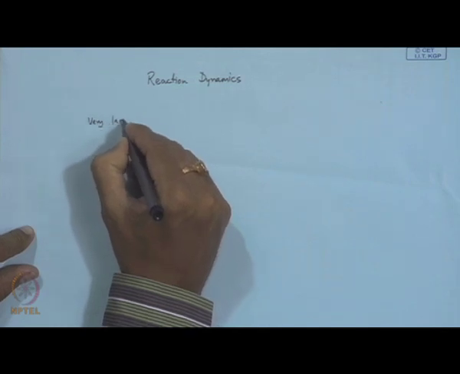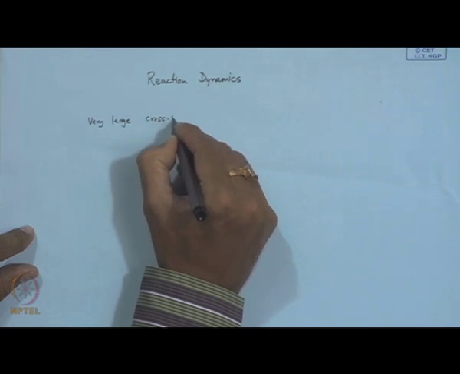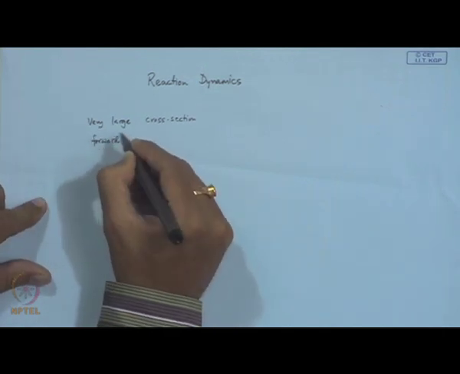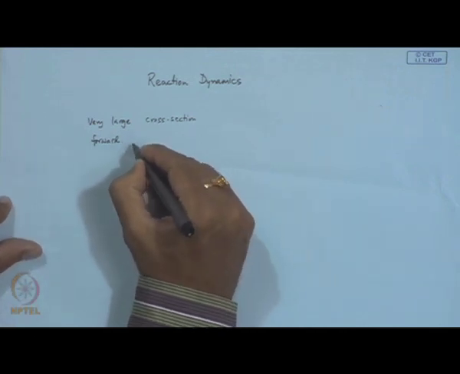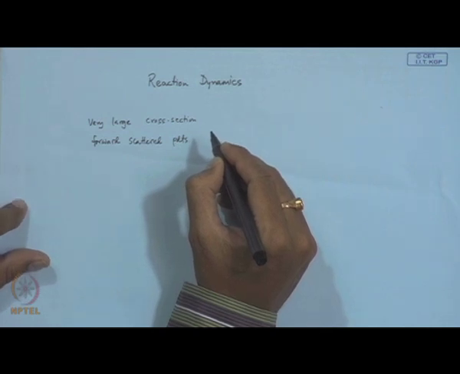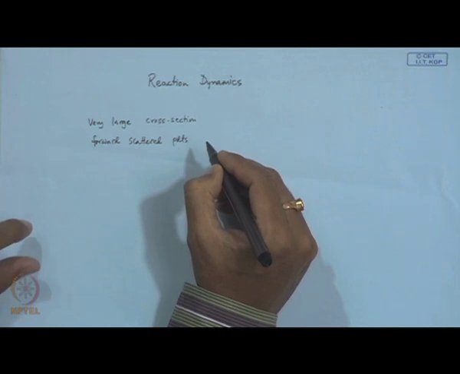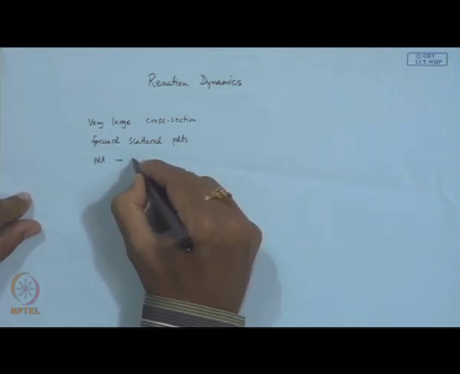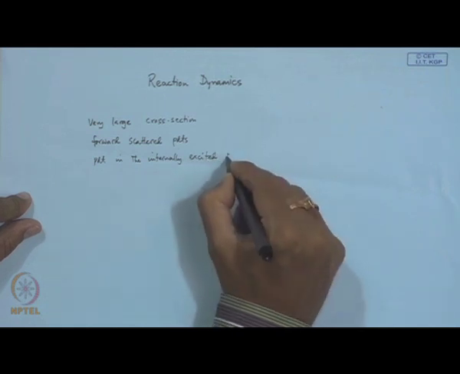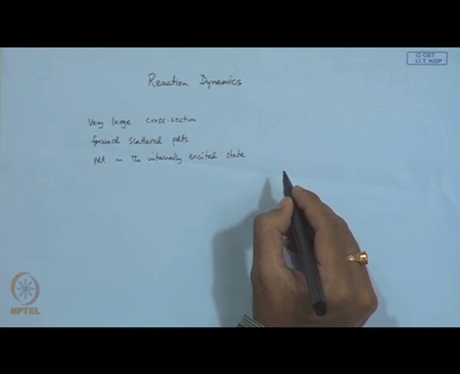Now, this reaction has got a large cross section, very large cross section, and generally forward scattered products are obtained, forward scattered products, and in the translation mode low energy is released, and generally your product is in an internally excited state.